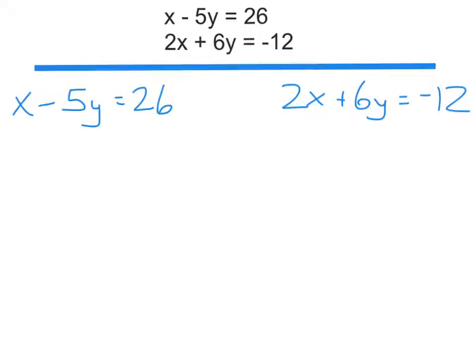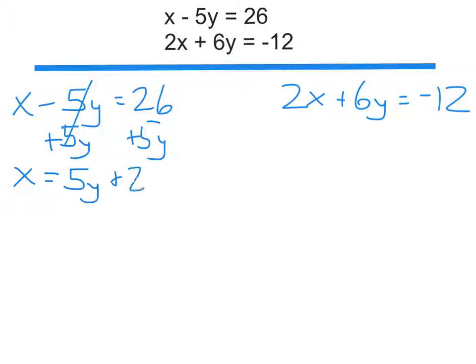The first step of substitution is to pick an equation, pick a variable, and solve for it. Get it by itself. There are many options, right? We have two x's we could solve for, two y's, but there's often a smart choice. The smart choice here is to solve for this x, because it's easy. You can get this x by itself simply by moving the 5y to the other side. So we're going to add the 5y to both sides, and then we'll get x equals 5y plus 26.